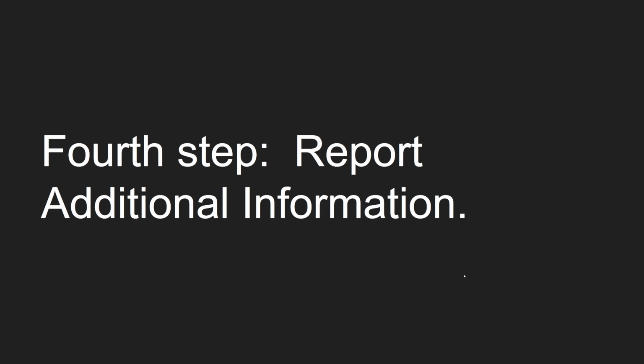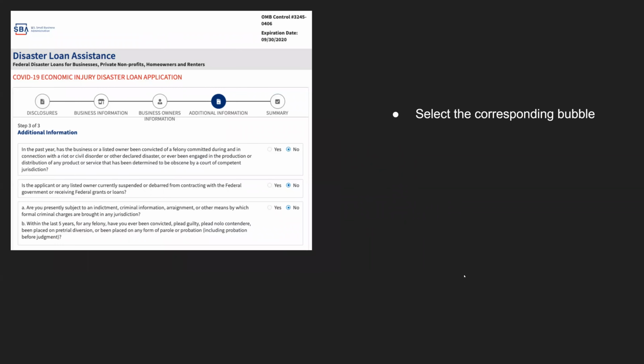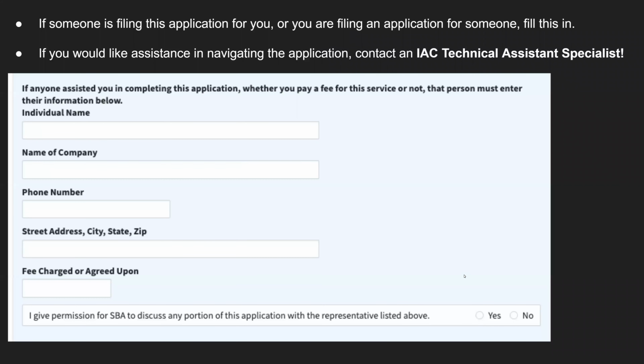Your fourth step, you will report additional information. You will select the corresponding bubble that pertains to you individually as an applicant. And if someone is filing this application for you, there is a place for them to offer their information to show that they have helped you to complete the application.